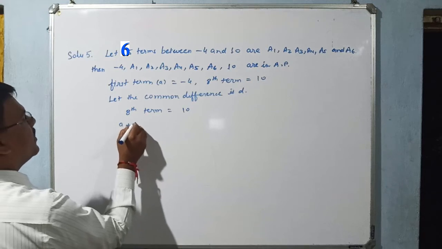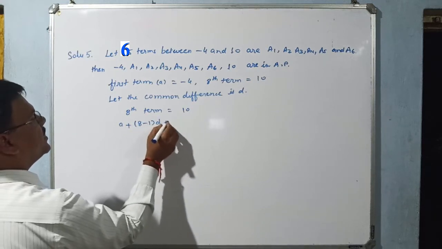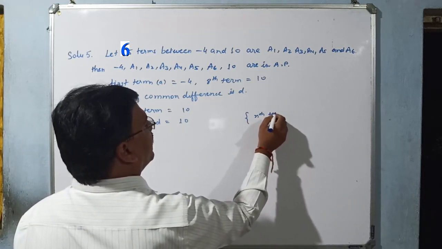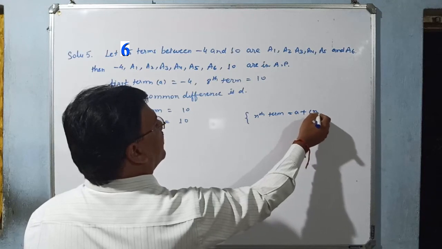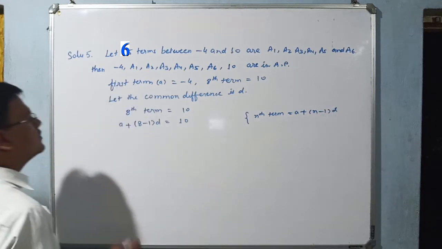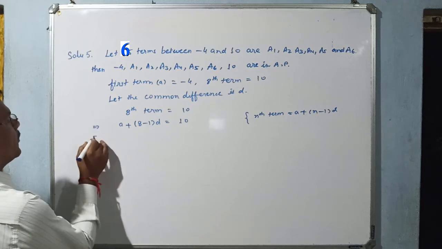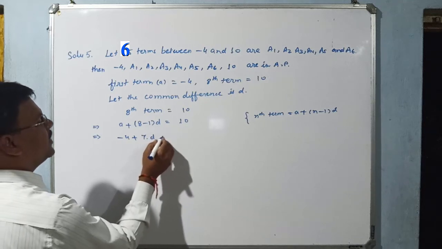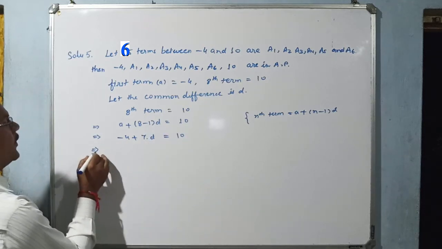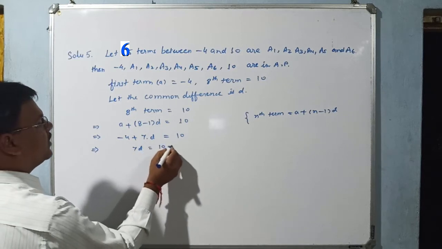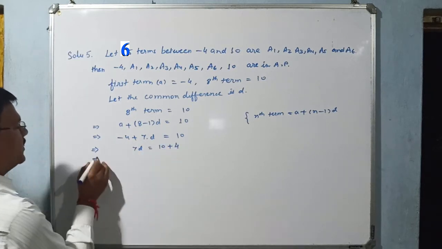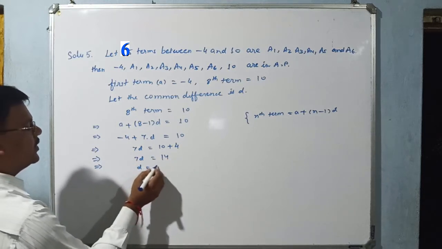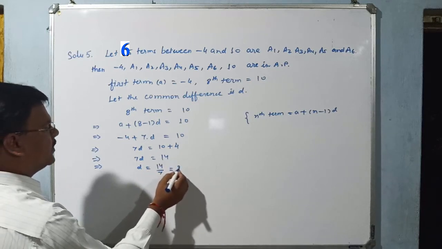The 8th term equals 10. Using the formula, the nth term is a plus (n minus 1) into d. So a plus (8 minus 1) into d is equal to 10. Minus 4 plus 7d equals 10. 7d is equal to 10 plus 4, transposing to the right side. 7d equals 14. d is equal to 14 upon 7, which is 2.